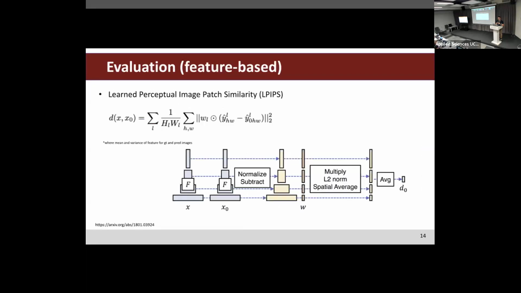Next metric is LPIPS. So here we switch from image space to feature space representation. So we use some pre-trained feature extractor, which takes ground truth and predicted images, extracts features from these images and calculates the distance between them. And this metric shows more semantic similarity between two images.